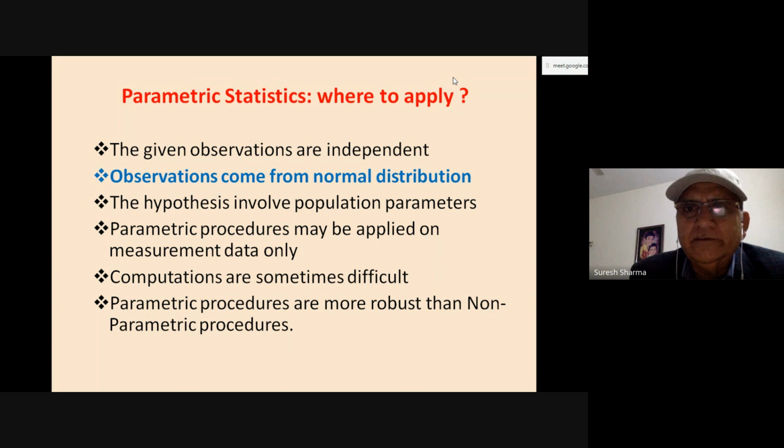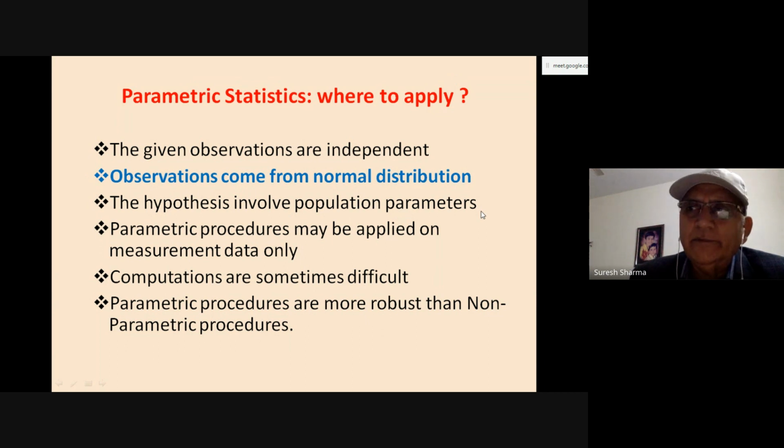What are those assumptions? Your data should come from a normal distribution. How to check the normality of the data? I will tell you today how to check the normality of the data, right? So observation must be independent. Observation must come from normal distribution. And the third important is hypothesis must involve population parameters.